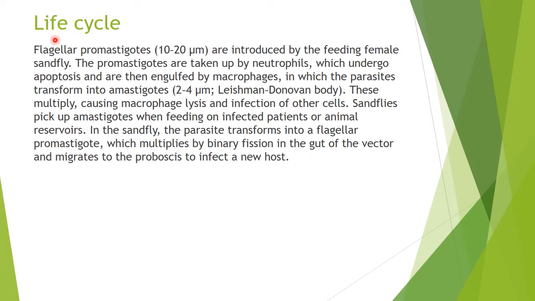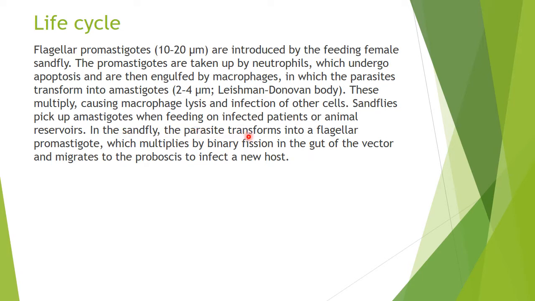The life cycle of the Leishmania parasite. The flagellated promastigotes, 10 to 20 micrometers, are introduced by the feeding female sandfly. The promastigotes are taken up by the neutrophils. The neutrophil will ingest the promastigotes and then undergo apoptosis. The neutrophils will die, and the promastigotes thus released are engulfed by the macrophages. In these macrophages, the parasites transform from promastigote into amastigote, that is the Leishman-Donovan bodies, and they will multiply, causing macrophage lysis, and will infect other cells. The sandfly will pick up the amastigote when feeding on the infected patient or animal reservoirs.